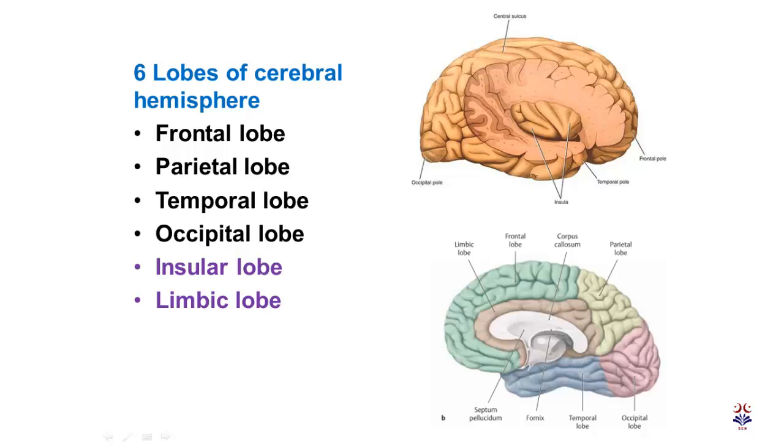Here is the limbic lobe. And this is occipital lobe, this is parietal, frontal, and this is temporal. Different colors. Anteriorly, this whole is the frontal lobe. And inferiorly, it is temporal.